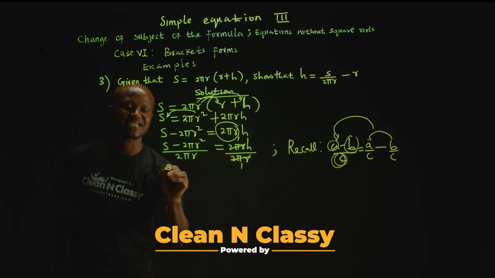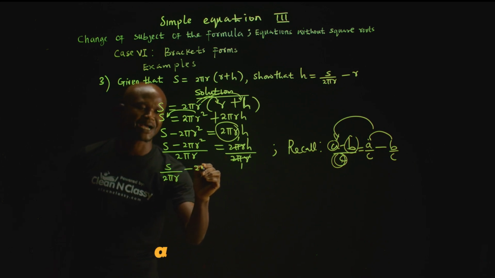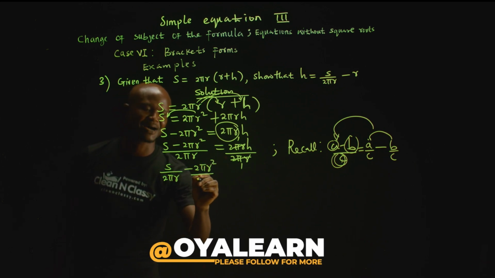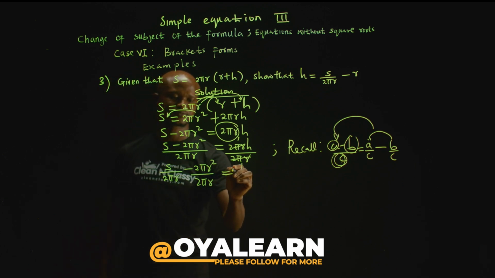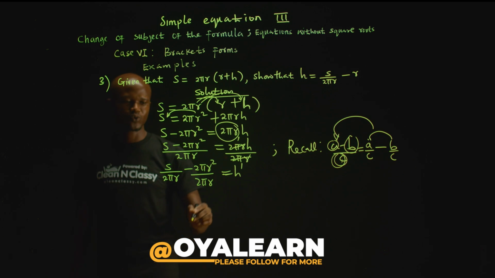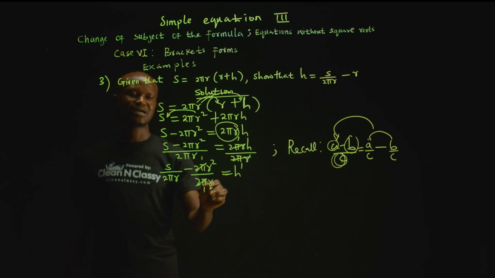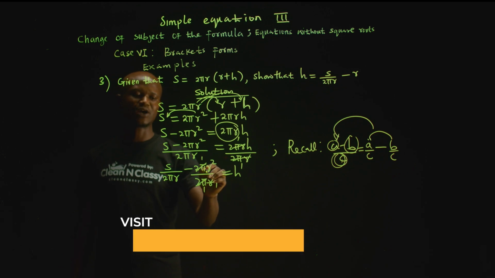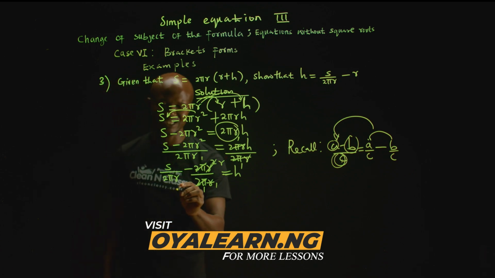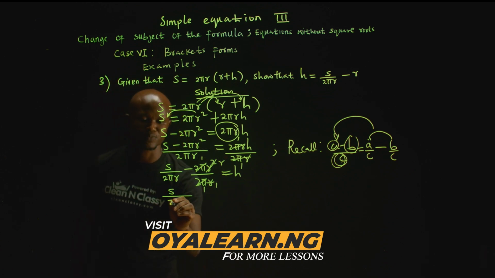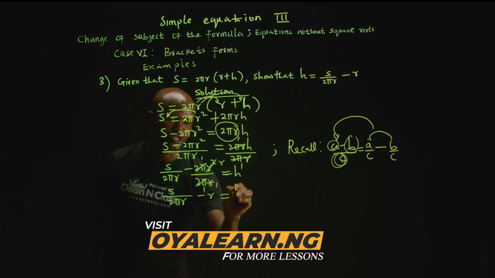We have S divided by 2 pi r minus 2 pi r squared divided by 2 pi r equals h. Then what do we have? 2 pi here 1, 2 pi here 1. r here 1, r in r squared we have r. So what are we having left? So it means that S divided by 2 pi r minus r equals h.